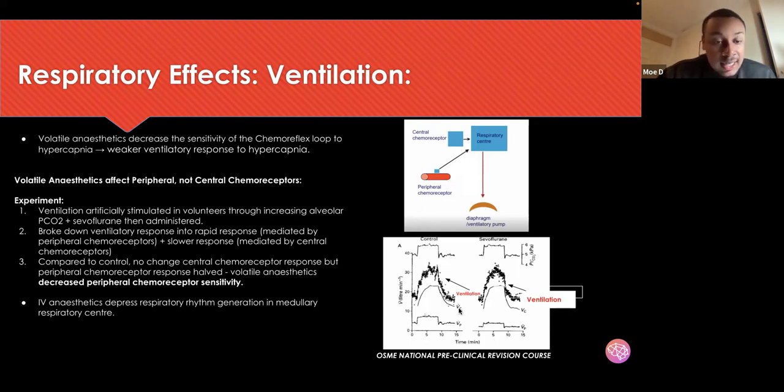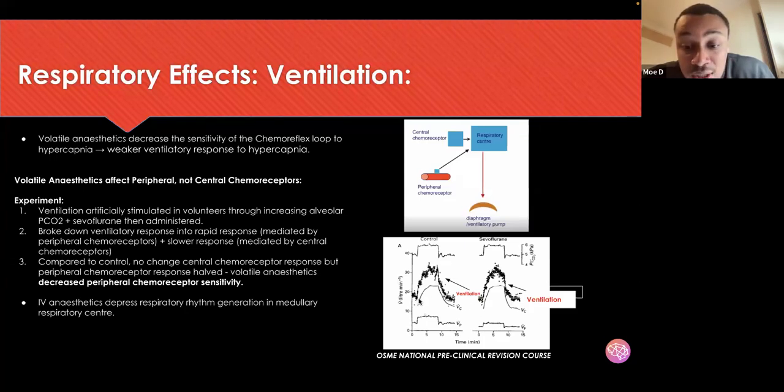So if you look at this experiment, they artificially stimulated ventilation in subjects through making them breathe carbon dioxide gas. And then you can see there's two experiments. There's one, the control experiment, and one where they administer sevoflurane. And what they do is this is the overall ventilatory response, which I've highlighted as ventilation for both experiments. What they did is they used a computer algorithm to break down this total ventilation into a rapid response that's mediated by the peripheral chemoreceptors, and that's labeled as VP.